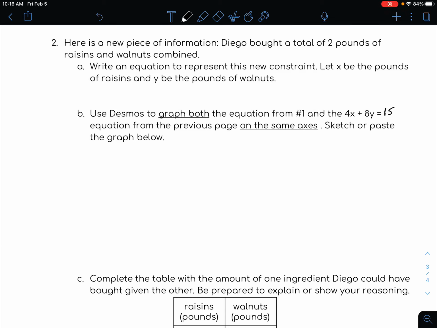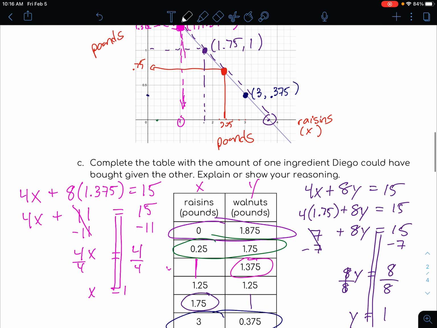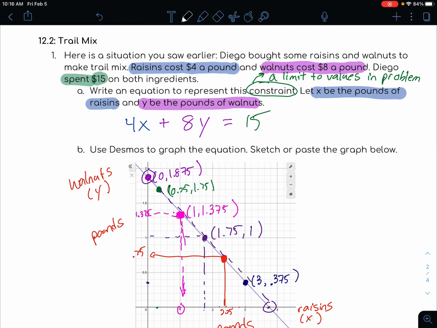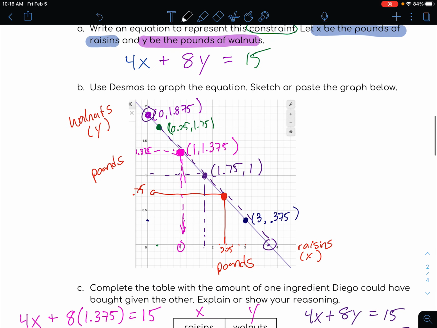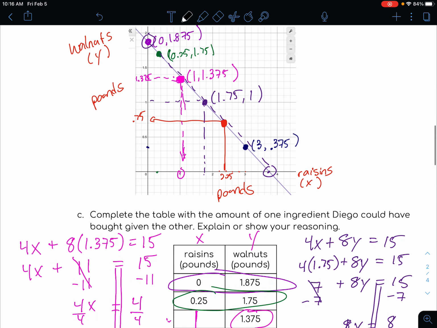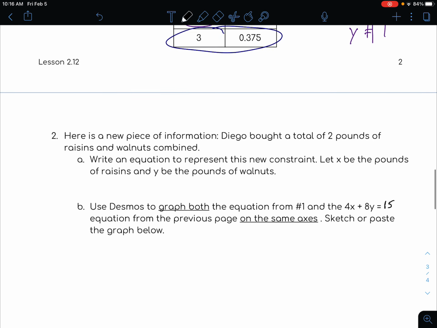All right, so here's where we begin our discussion a little bit on what a system of equations is. On the previous part of this problem, we talked about the combination of cost for pounds of walnuts and raisins, and that they would need to add up to $15. And we talked about there's a number of possibilities of combinations that could work, all listed on the table. We had them on our graph as well.